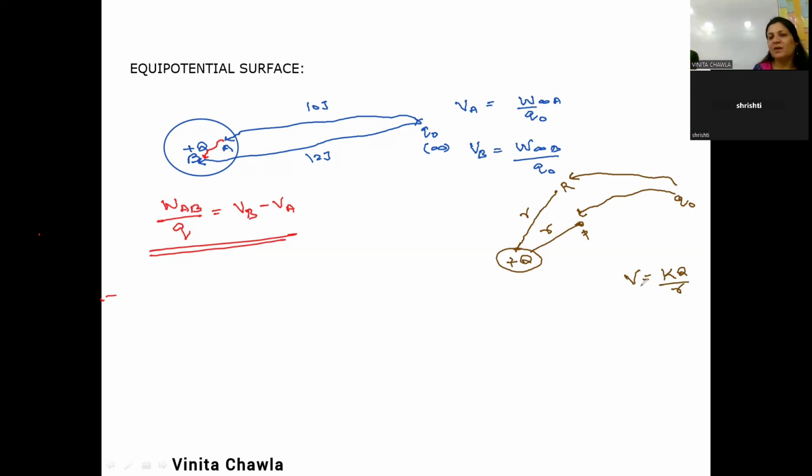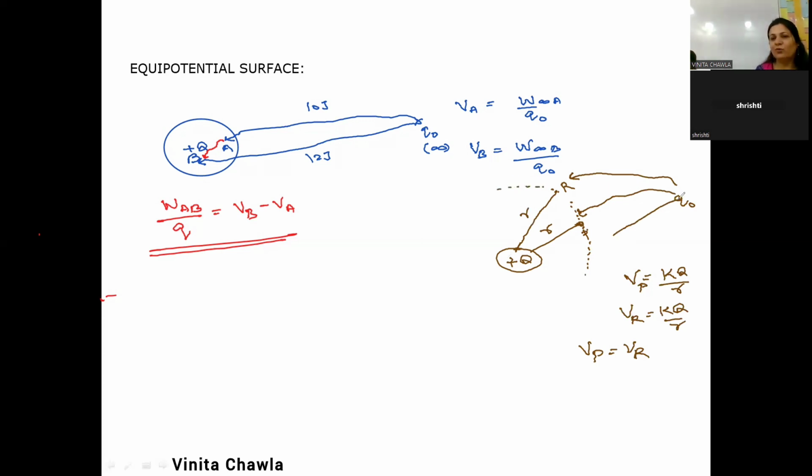Right? So what is VP? VP is KQ by R and VR is also KQ by R. So you can see that VP is equal to VR, because they are at equal distance, Q is fixed, R is the same and K is a constant. So we find that for all the points which are at a fixed distance from the charge, the test charge has to do the same amount of work.